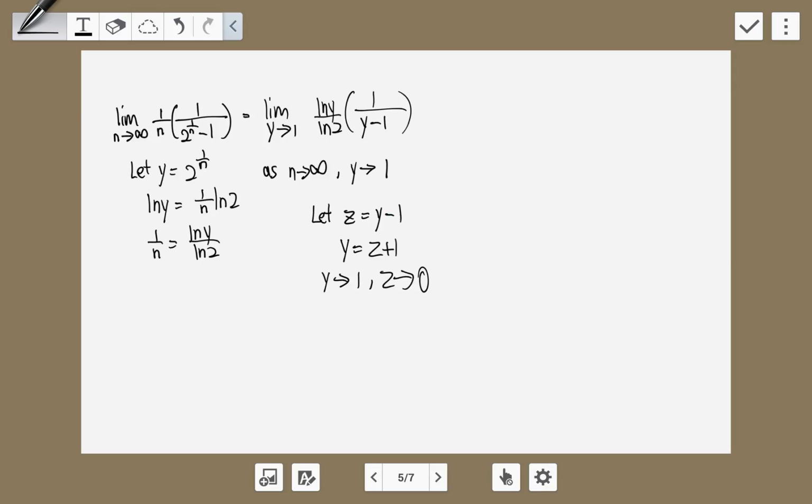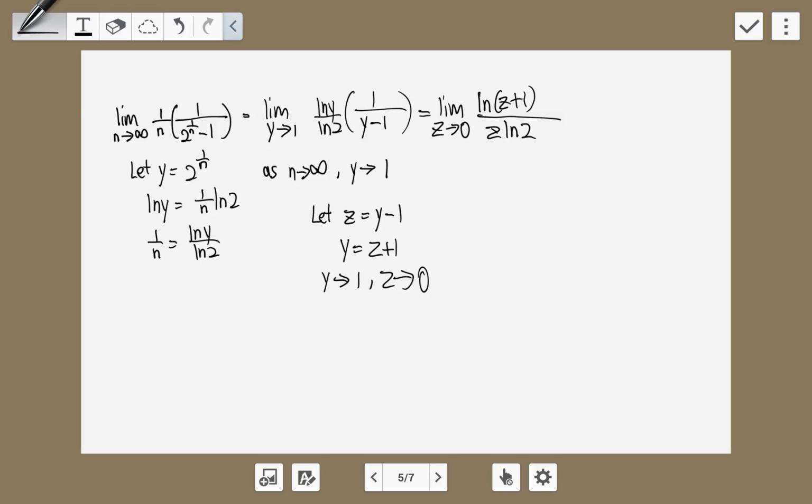Then it makes sense because for Maclaurin expansion, when z is small, I can ignore higher powers. Why am I talking about Maclaurin expansion? Actually, I'm trying to do Maclaurin expansion for this term. So ln y becomes ln(z + 1), since y equals z plus 1. Because y approaches 1, z approaches 0. We have y minus 1 as z, so z ln 2. Okay, so now we have something.